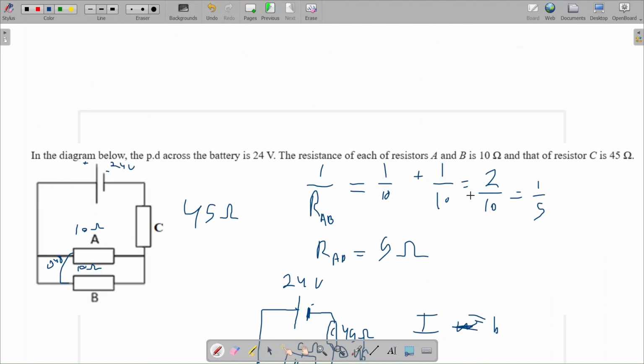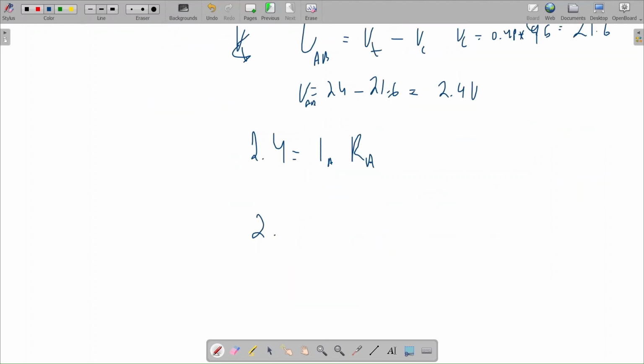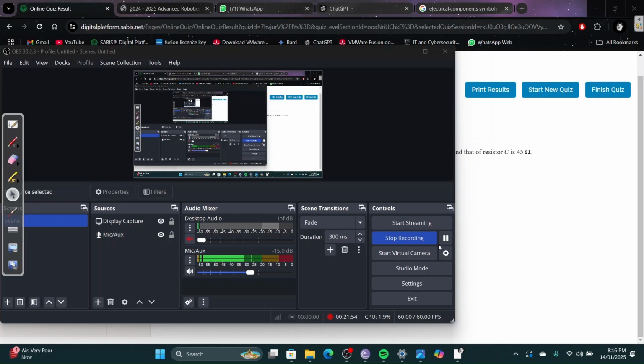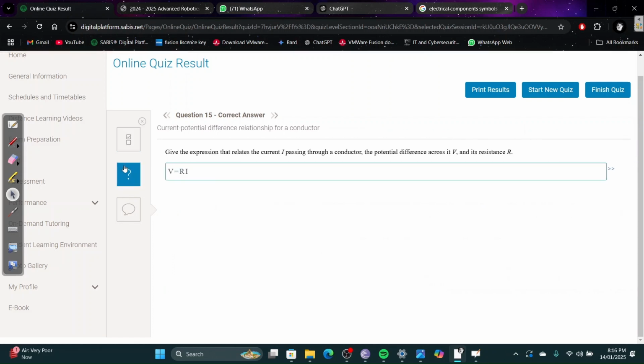volts. Now, voltage is the same in AB, right? Because voltage in a parallel circuit is the same. So 2.4 for A is equal to IA RA. Now, we have V, we have RA, we don't have IA. So 2.4 is equal to 10 IA. You divide both sides by 10. IA is equal to 0.24. And that's our final answer. My bad for reading the question wrong. I thought that was the other way around.